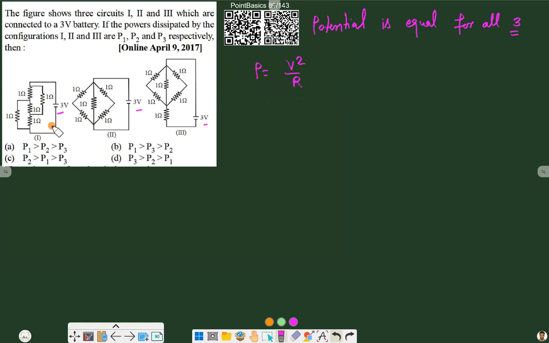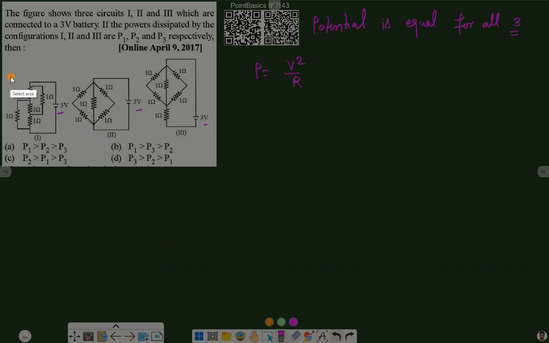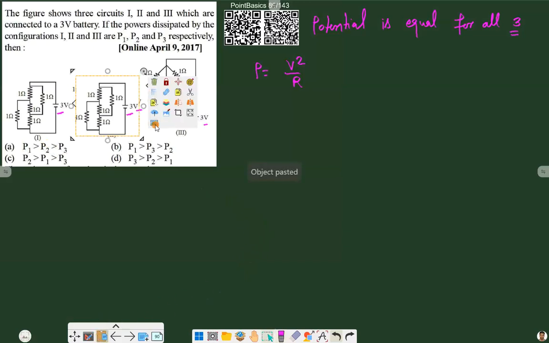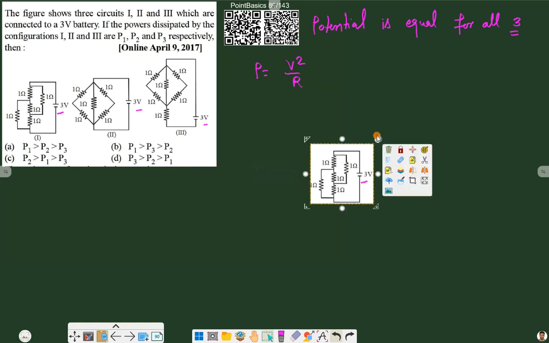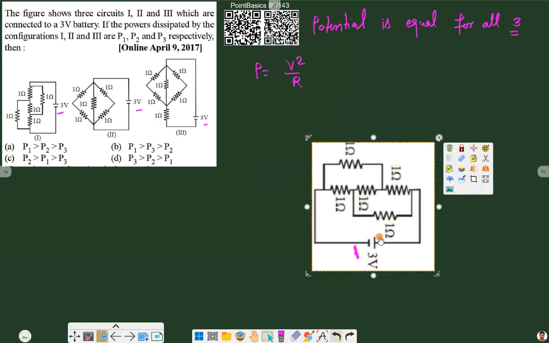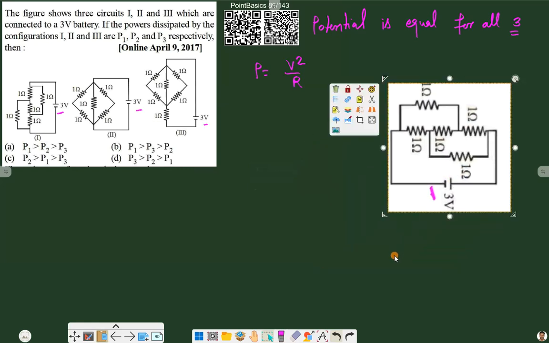So let's do the first case, and for that let me take a screenshot of it so that I can easily make you understand. For the first, paste it here, rotate it and increase the size. So you can see the basic figure here.